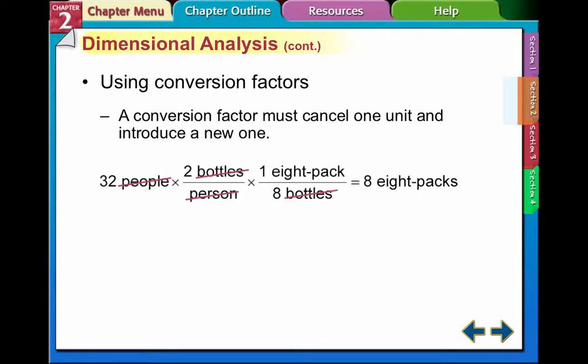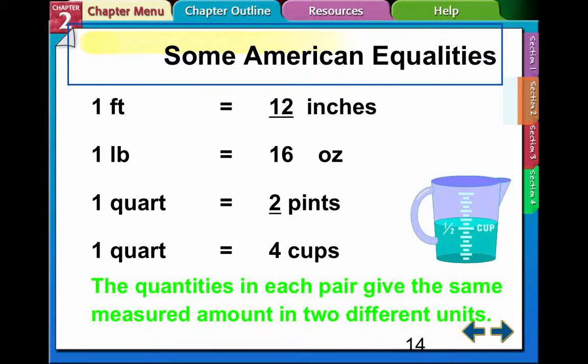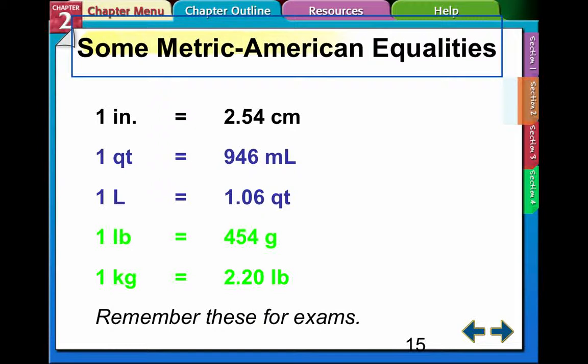And see how your units cancel out. This is on the top, this is on the bottom, they cancel out. This is on the top, this is on the bottom, they cancel out. You're left with this unit. Okay, so here are some conversion factors. Okay, you're used to those. Here are some that you might not be used to that we will be using.